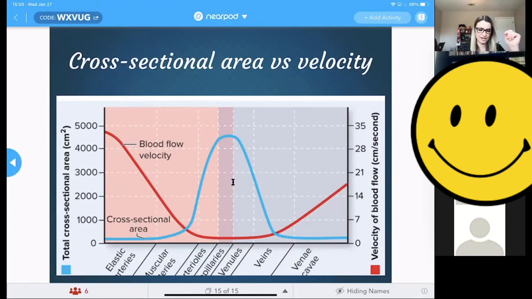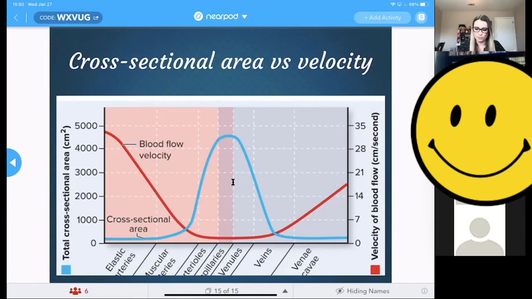So I want you to think about what is the main force of blood in those elastic arteries. The heart beating. Yes, it's the heart beating. Okay. So because the heart is so strong and just actively shoves that blood into the elastic arteries, the velocity is very fast. In the veins, however, we don't really feel that strong of an effect from the heart anymore.